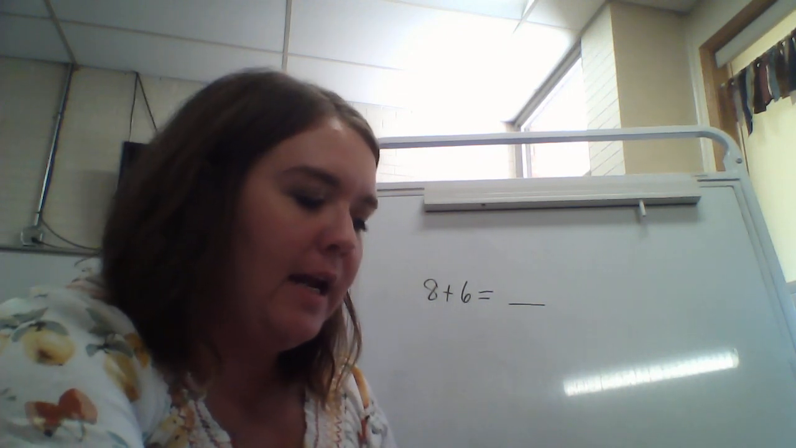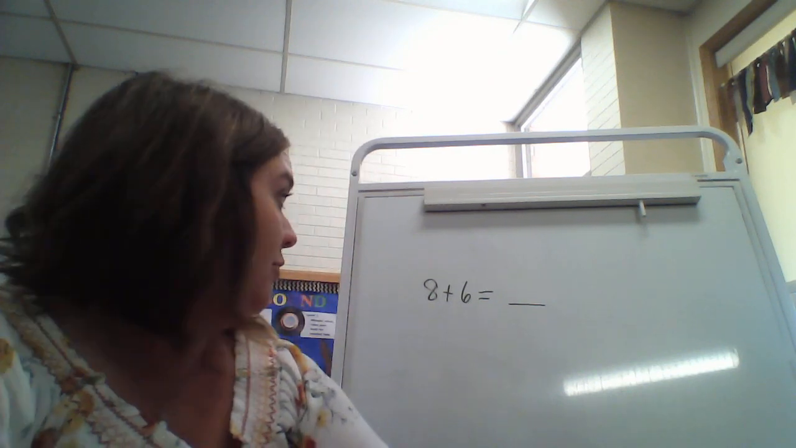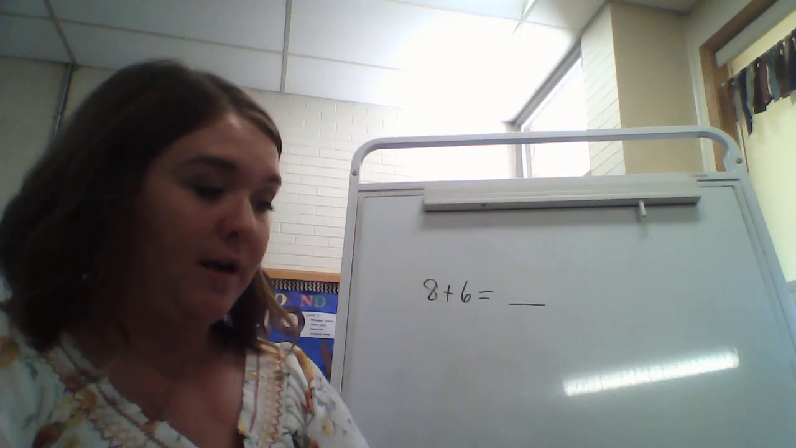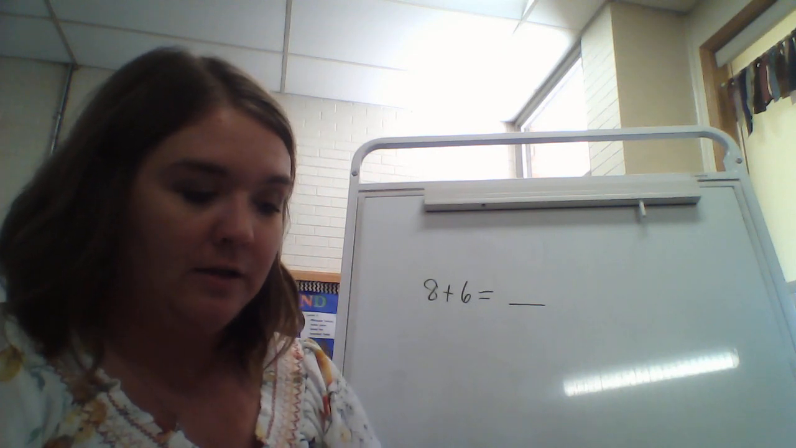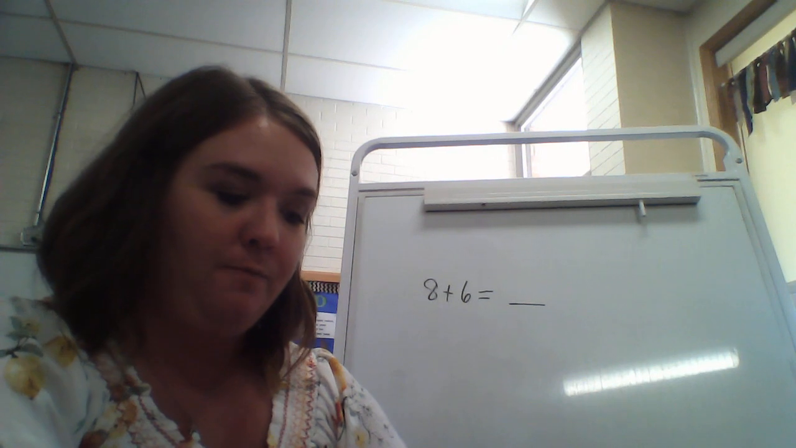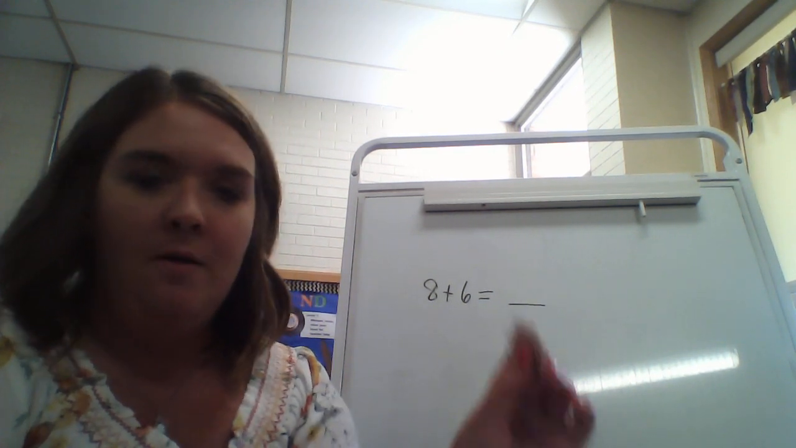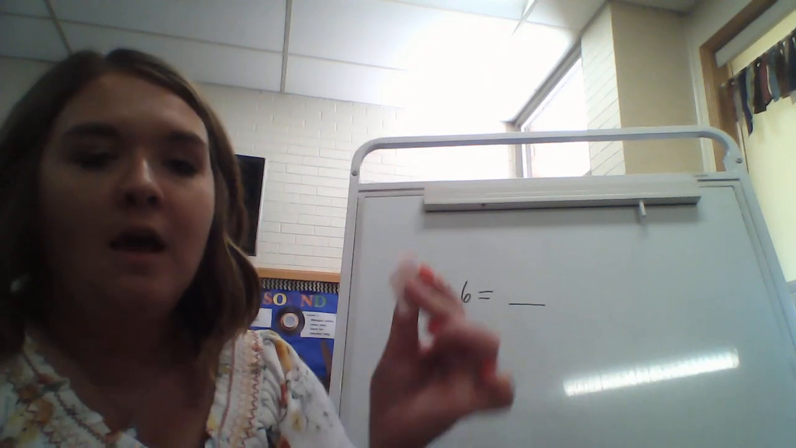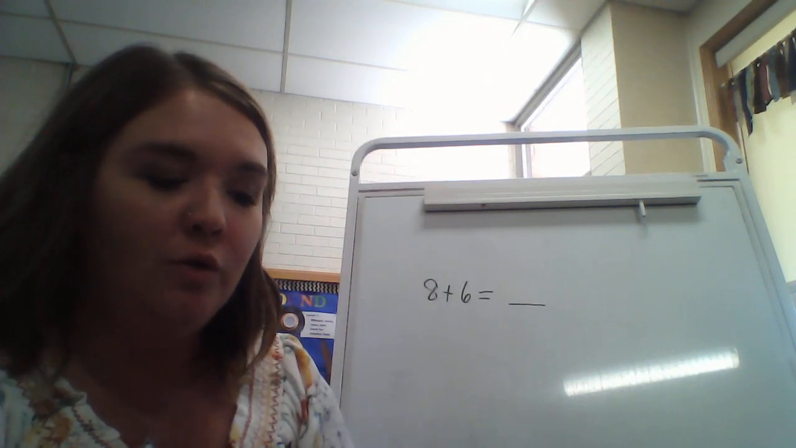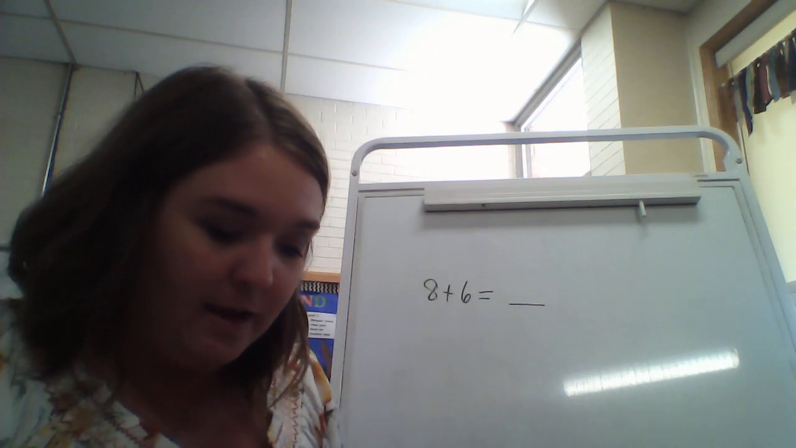I'm going to take 6 pennies individually because that's what I'm doing, right? It's 8 plus 6 and I have 8 pennies. Now I need 6 pennies. I have 6 individual pennies. I'll show them to you. 6 individual pennies, okay? And I'm going to take 2 of them and add them to my 8 so that my 8 is made into a 10.